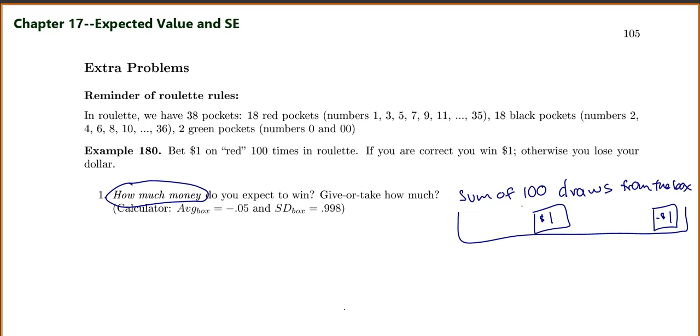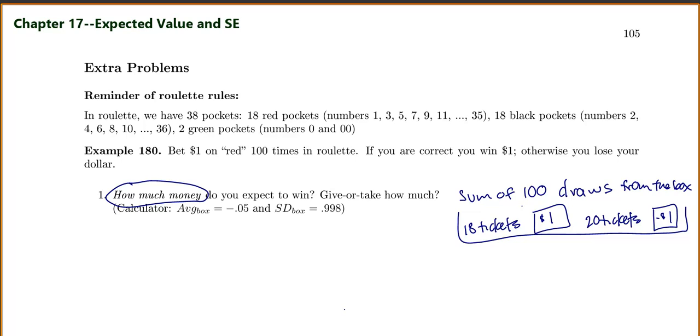Now, how many of each of those tickets do we need in there? So we win $1 if we bet on red and we get red. So how many reds are there? There are 18 red pockets. So there's 18 tickets that give us $1. And then there's 18 black and 2 green, so that would be 20 tickets that make us lose. That make us have the negative $1.